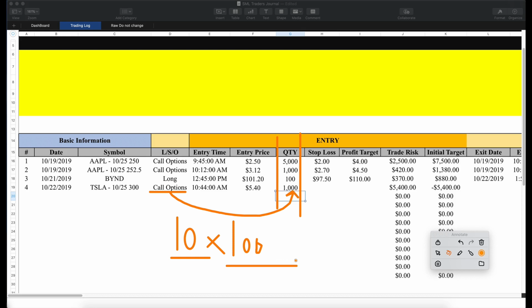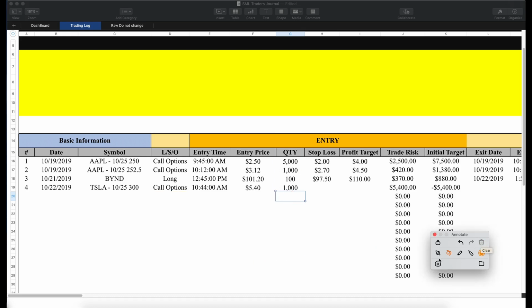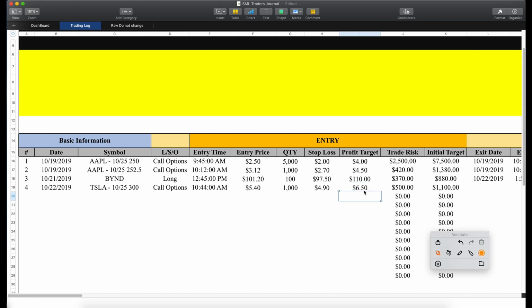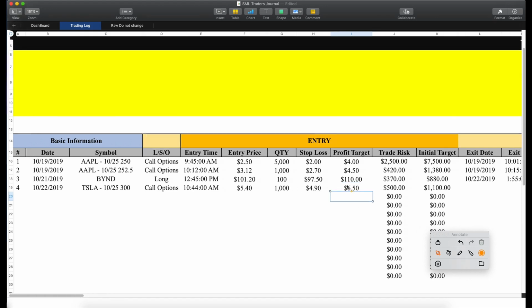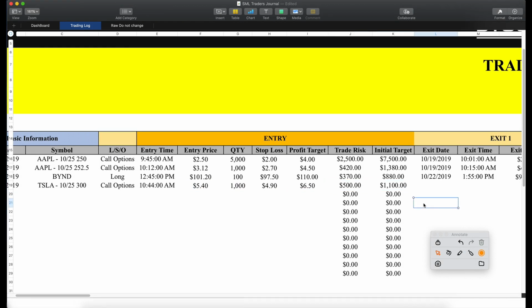Now, the next thing is, what was your stop loss? Like I mentioned, on options, having an exact stop loss area is kind of hard, but you want to understand what your risk reward ratio is depending on the trade. So let's just say, hypothetically speaking, it's 4.9. Let's say I'm looking to take profits at maybe 6.5. Maybe it goes higher, maybe it goes lower. Now, right when I do that, these numbers are automatically plugged in. It shows me my trade risk, how much I'm risking, and how much my initial target is.